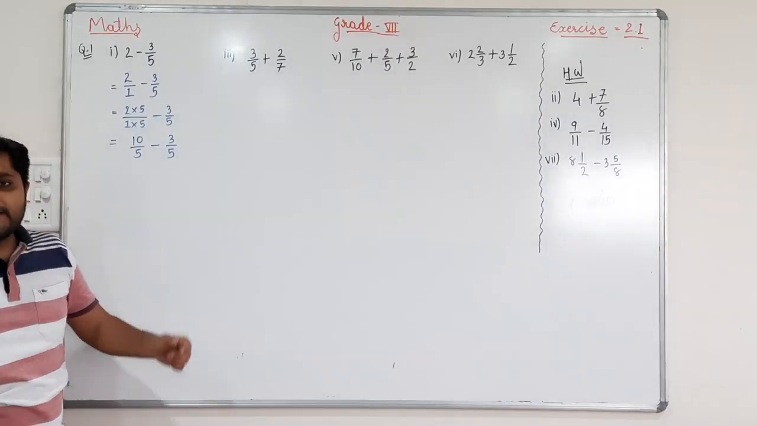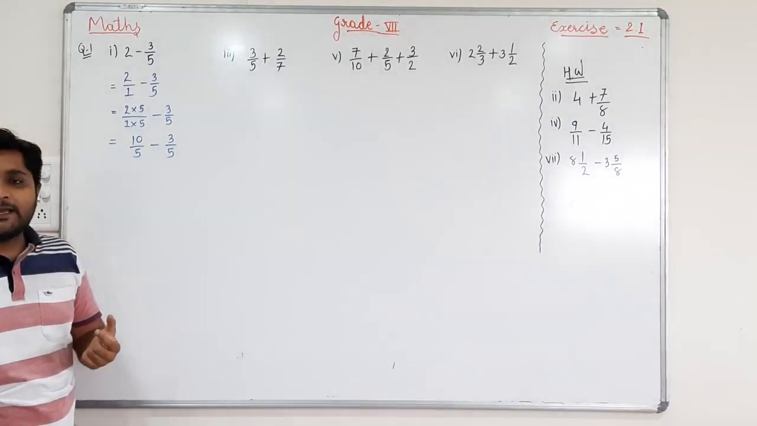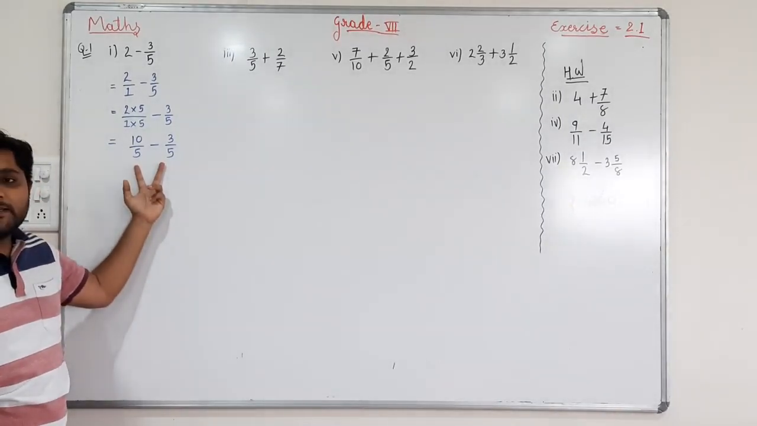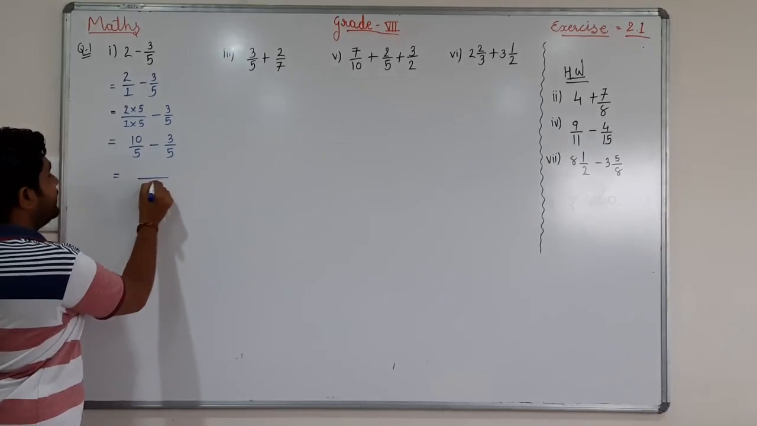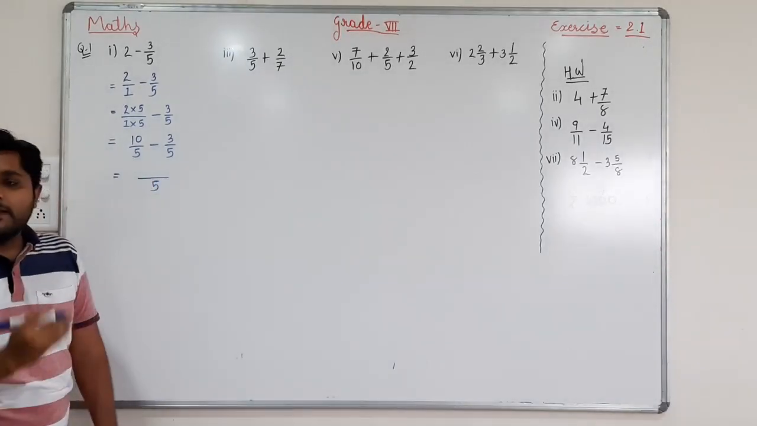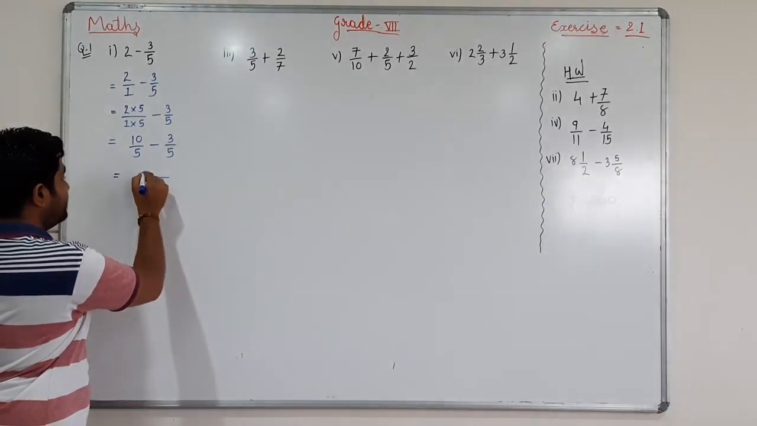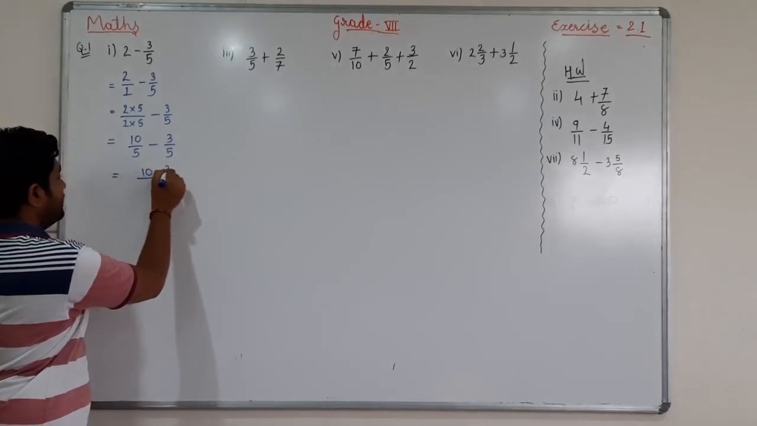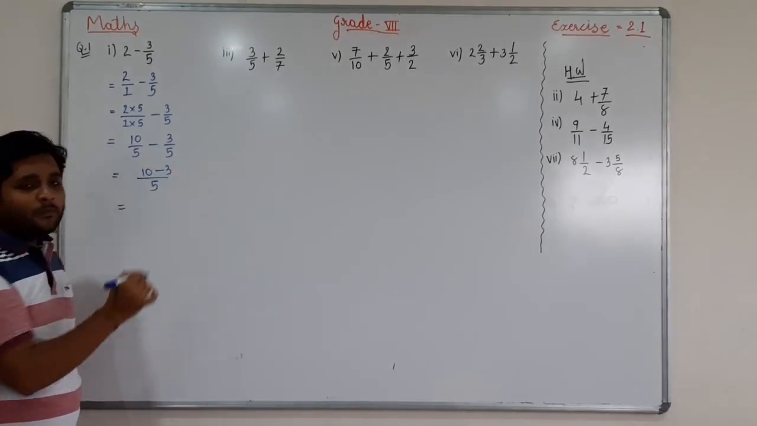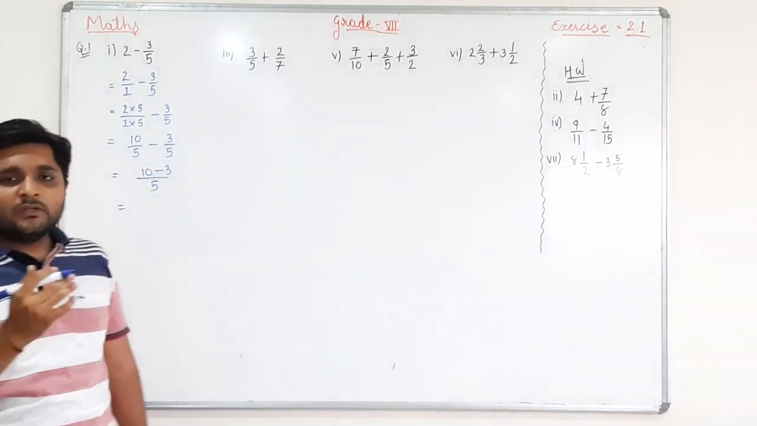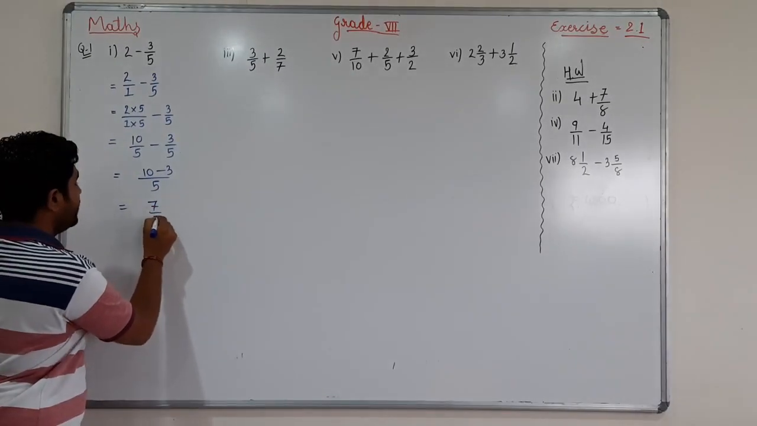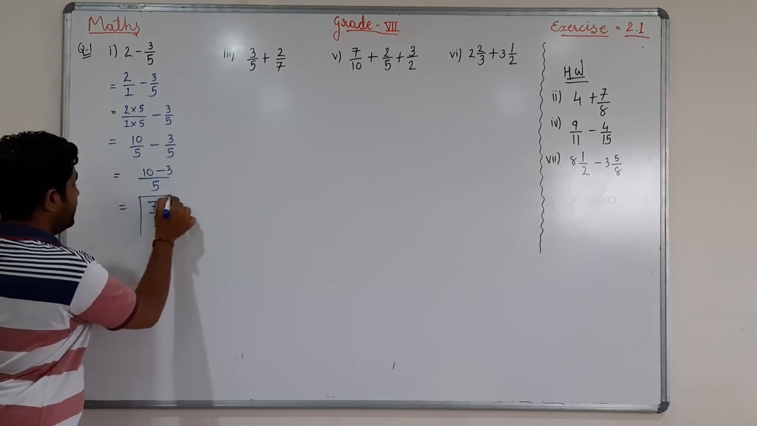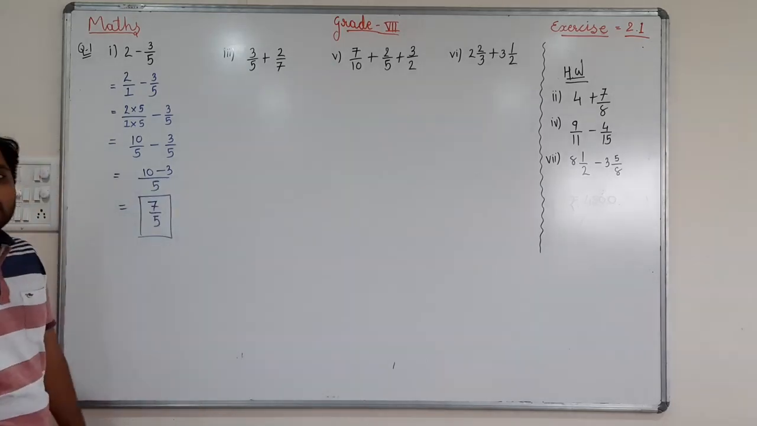Now we can say that both the denominators are the same, 5 and 5. So we can take the denominator as common. We can write 5 and the numerator 10 minus 3. So 10 minus 3 is equal to 7. So the answer is 7 upon 5. So friends, this is our answer.